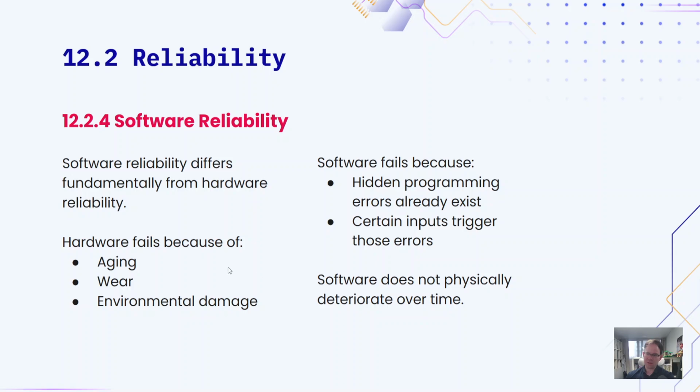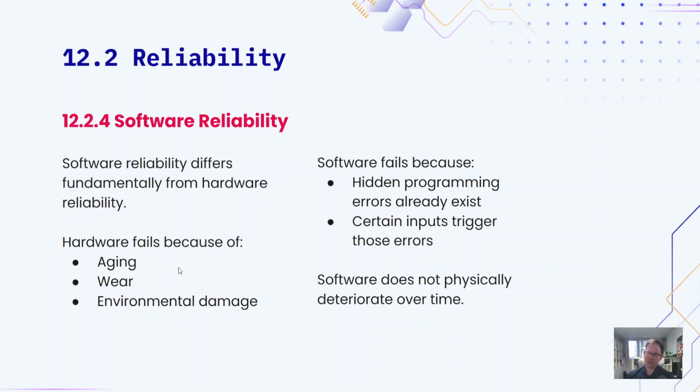Software differs from hardware fundamentally. Hardware fails because of age, wear, and environmental damage. What about software? It fails because hidden programming errors already exist. Certain inputs trigger those errors. So sometimes your program just crashes. Software does not usually physically deteriorate over time.